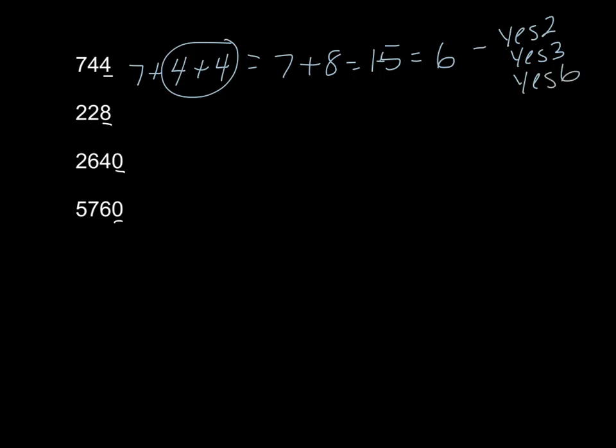Divisible by 4, you're looking at the last 2. So 744, 44. 4 goes into 44 11 times, so this is also a yes to 4. Looking at the last two digits of this one, our number is 28. 4 goes into 28 7 times, so this is a yes to 4.